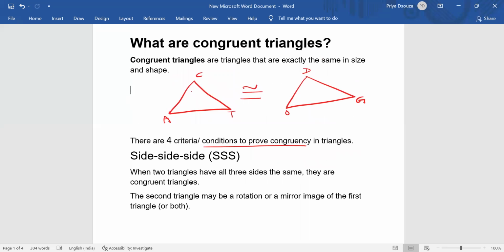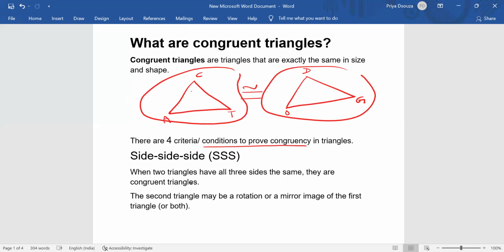Look at these two triangles, CAT and DOG. If I say the two triangles are congruent, then when you flip it over or rotate it and superpose DOG over CAT, it should exactly coincide. As in, angle C should be equal to angle D, angle A should be equal to angle O, and angle T has to be equal to angle G. Of course, we know the sum of the interior angles of a triangle is 180 degrees. Then I can say triangle CAT is congruent to triangle DOG.